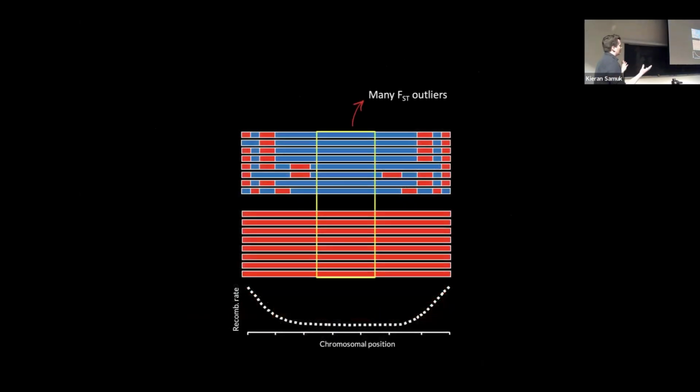Okay, so here's one way that we might use FST to test this. We might expect higher FST and more outliers in this part of the genome relative to the periphery. So more FST outliers in regions of low recombination, fewer FST outliers in regions of high recombination.